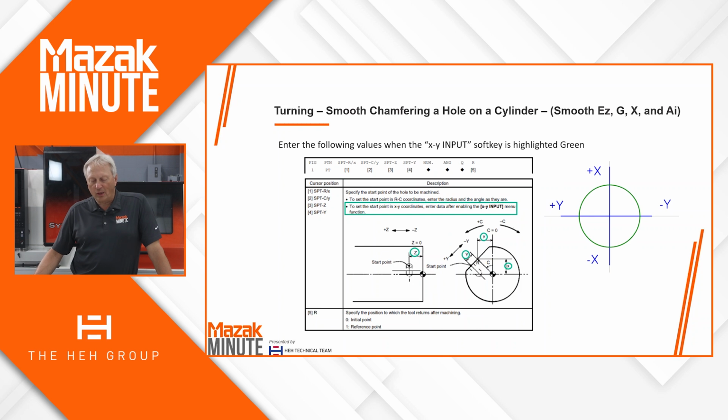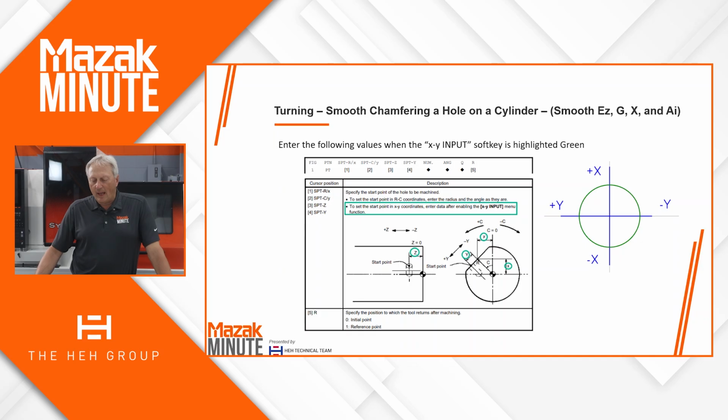The next print is going to show us when the XY input soft key is highlighted, and you'll notice that it will be green. Now what we're going to do is enter the values in what we call our XY coordinate. You're going to enter the data while that XY input is enabled. What you're going to notice is that the numbers that you type in, I believe if it's in an XY input, will be yellow, whereas if it's the radius and C degree, they'll be white.